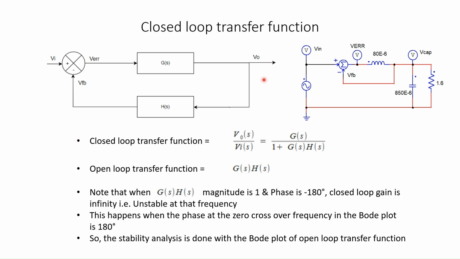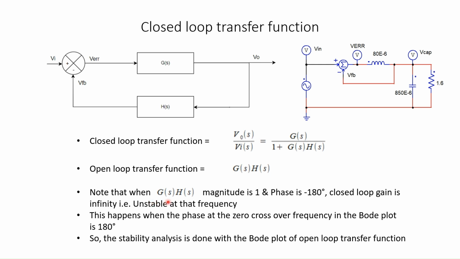So here the same negative feedback control is shown, and a control block diagram is shown on the left side. So we can derive the closed loop transfer function VO(S) by VI(S). VO(S) by VI(S) is given by G(S) divided by 1 plus G(S) H(S). The G(S) H(S) is called the open loop transfer function.